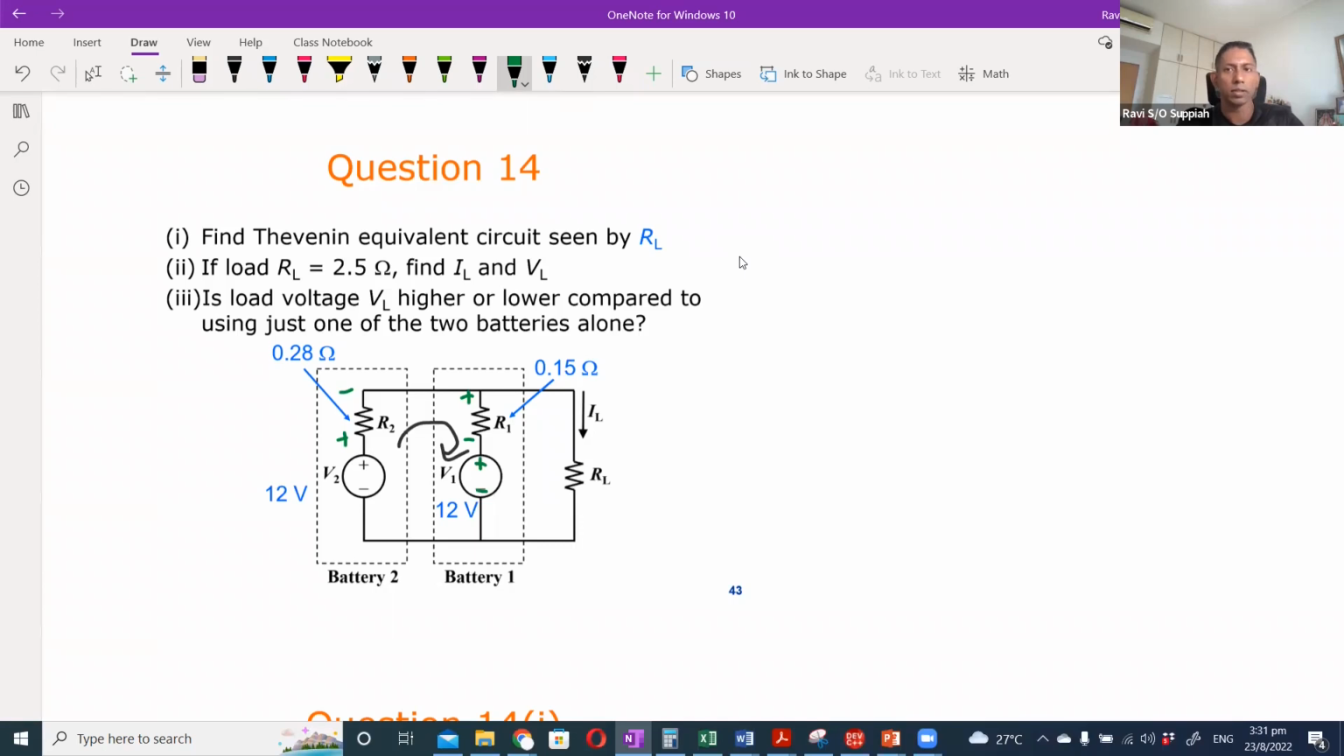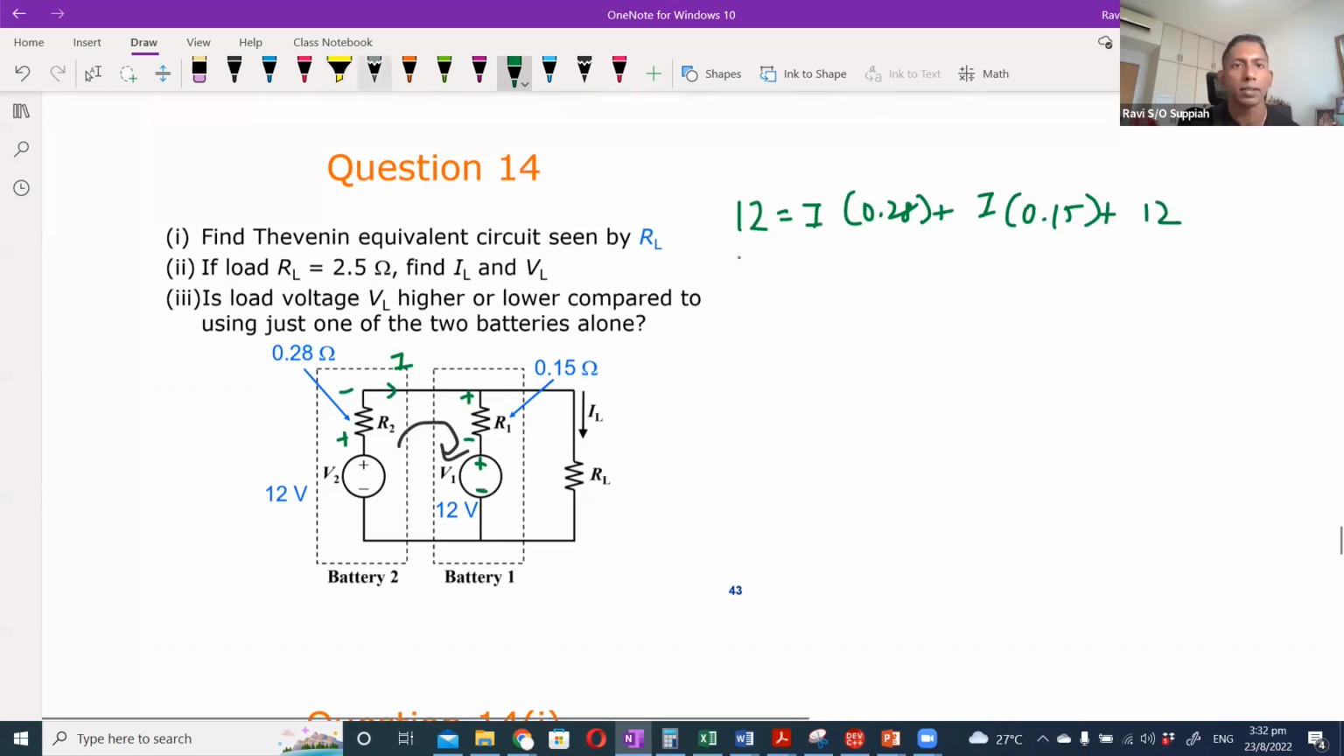Okay, so the battery 12 volt is equal to whatever current is flowing, let's call it I, multiplied by R2, which is 0.28 ohm, plus I multiplied by 0.15 ohm, plus 12 volt. Okay, now in this case, what you see is both the voltages are the same. So when I bring the 12 over, then 12 minus 12 will become 0, correct? So effectively your current will be 0.